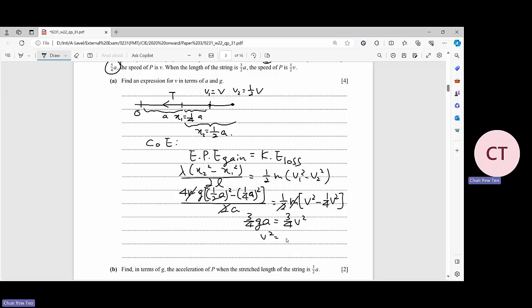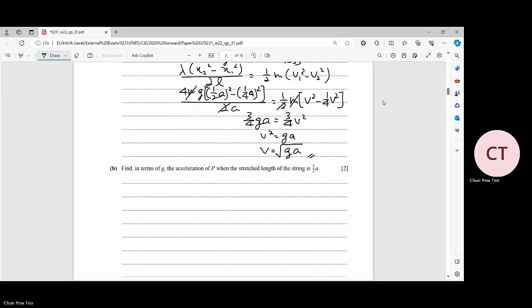So from here, you have V square equal to GA. That means your V will equal to the square root of GA. Done. That will be the answer for part A. And move on, part B.